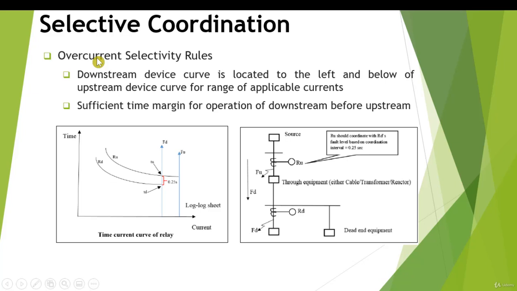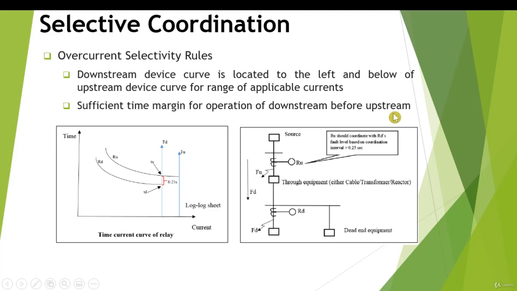Now so far we have discussed the protection criteria for equipment protection. Now here onwards we will discuss the rules for selective coordination. So for selective coordination, the downstream device curve should be located to the left and below the upstream device curve for various current spectrum. The second rule is sufficient time margin for operation of the downstream protection device should be provided before upstream operates.